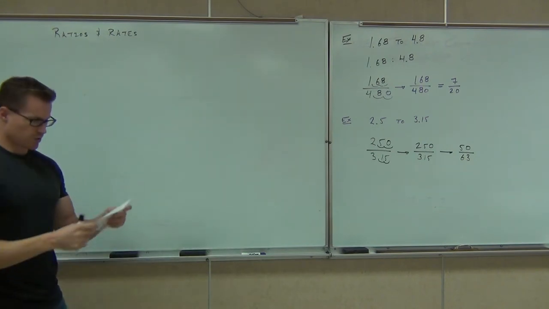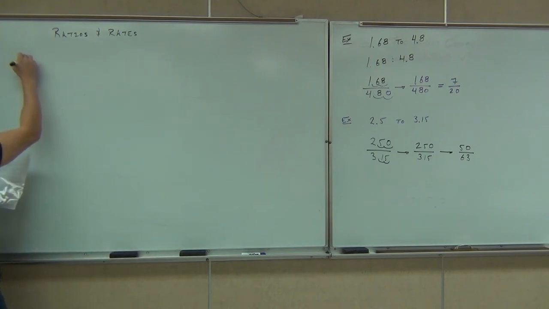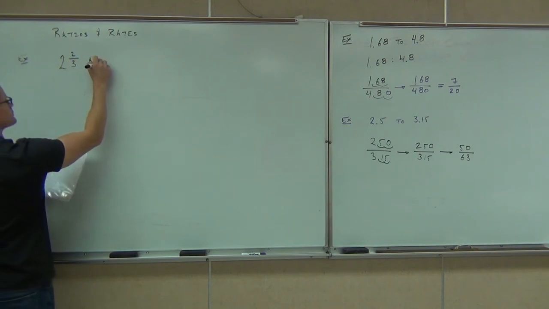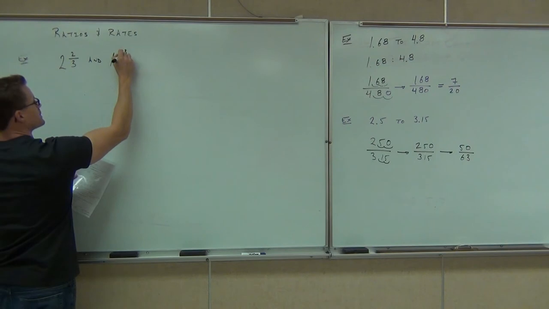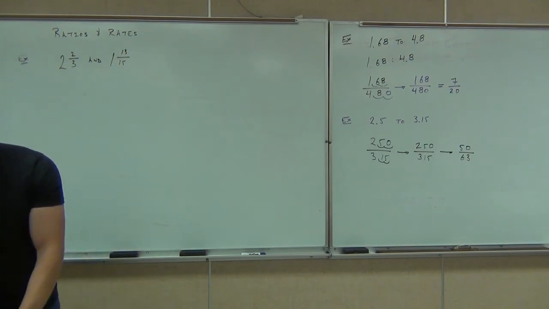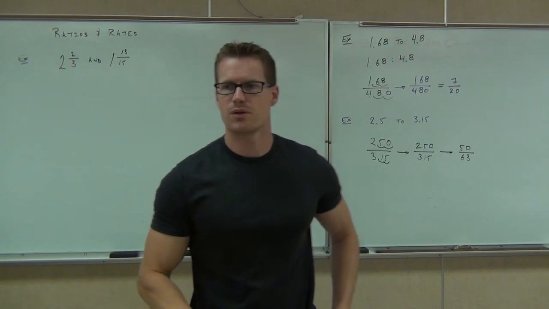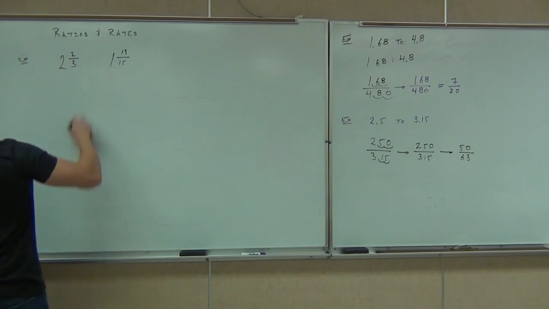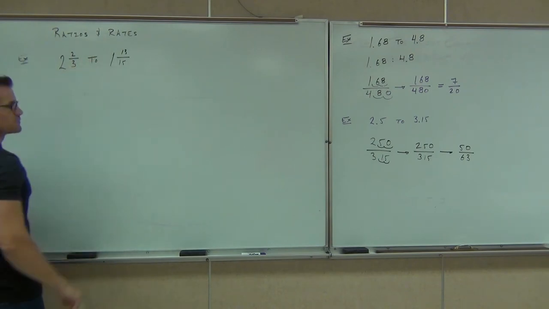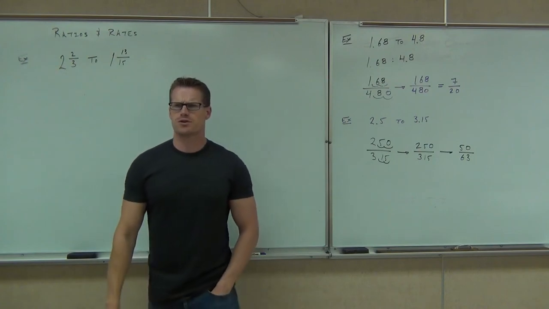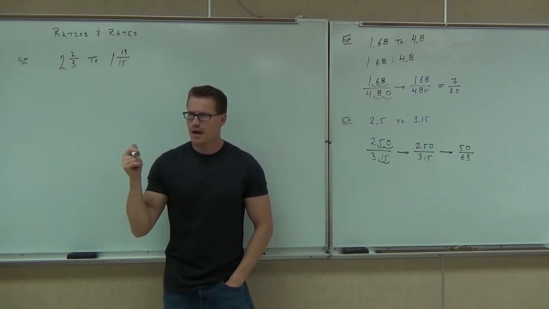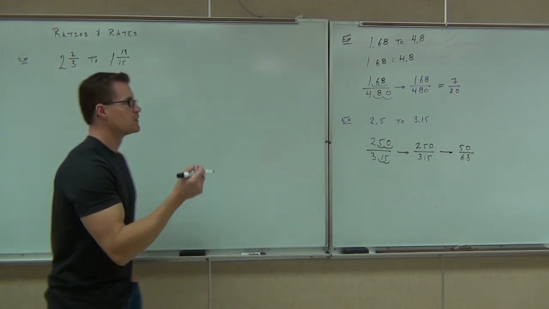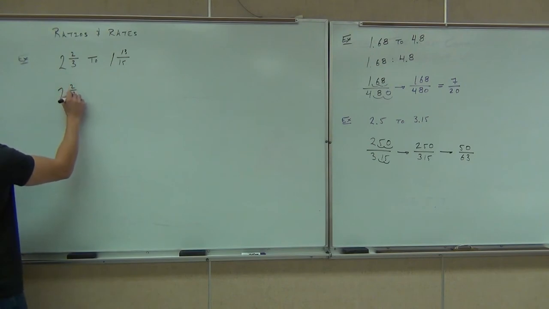So the last type of ratio we're going to deal with, how about if we do 2 2/3 to 1 13/15. I'm sorry, I said and, I meant to. First things first, could you set that up as a fraction from this ratio? What's going to go on the top? Two and two thirds. Over what?